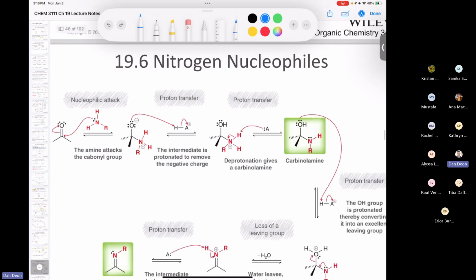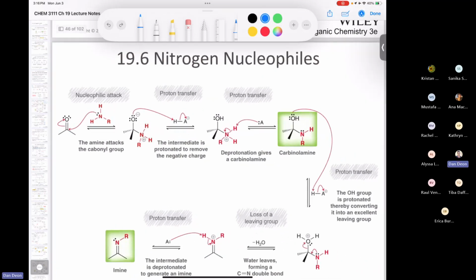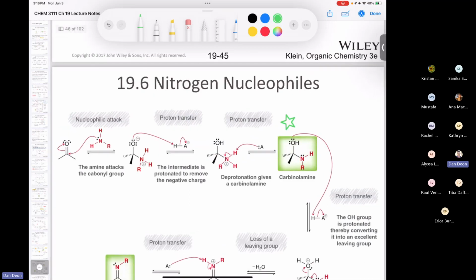So then you have a proton transfer followed by another proton transfer to give you this intermediate called a carbonylamine. You should know what a carbonylamine is, what the structure is. It's a carbon that has two R groups. You have a hydroxyl group on one, and then you have an amine on the other. That's what a carbonylamine is.